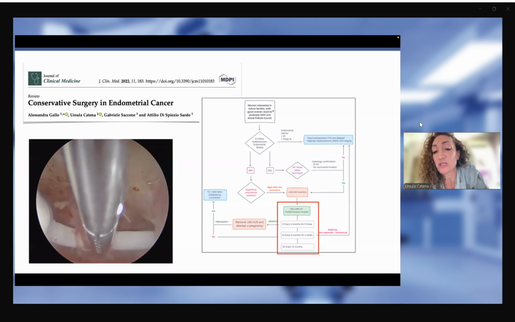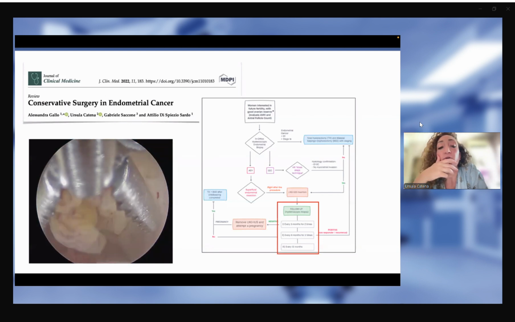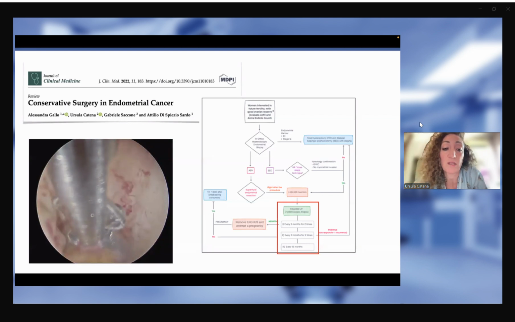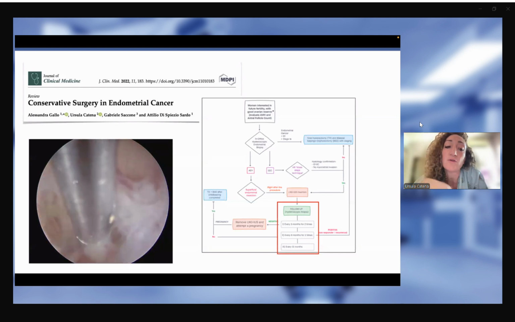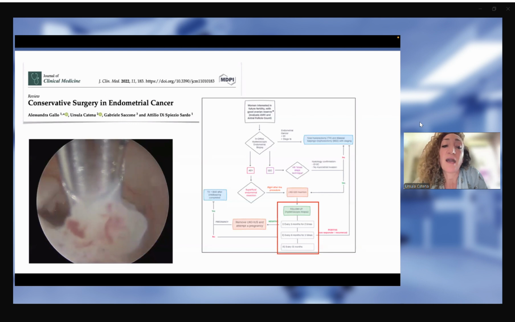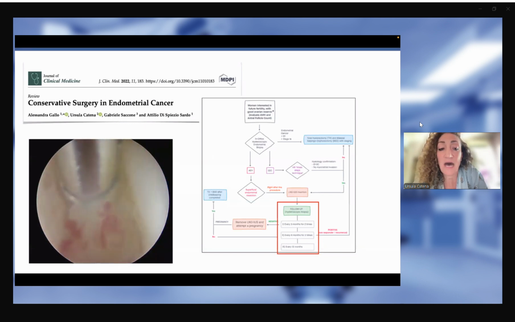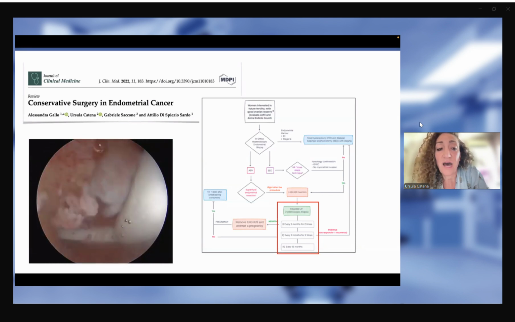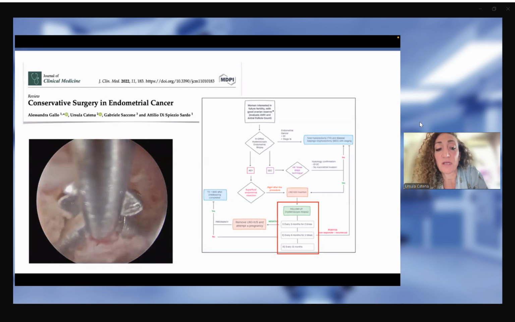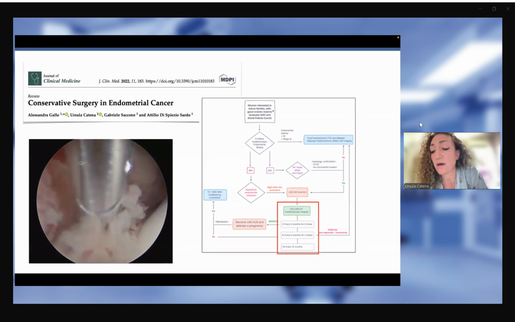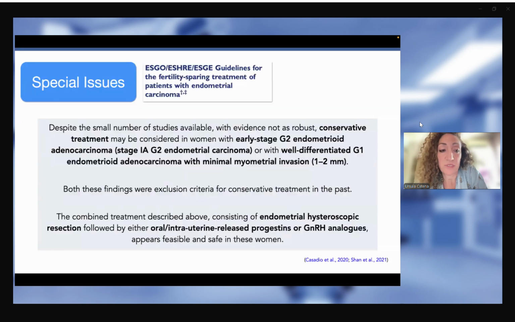Surely if patients are not yet ready to get pregnant, because sometimes we see patients that are 20, 21 years old. And in the video, you can see that it's very easy with miniaturized instruments and grasping forceps to perform a biopsy with the Mirena inside the uterine cavity. So there is no necessity to remove the Mirena every time, and it is a procedure that we perform totally in an office setting with the patients awake, a procedure of very few minutes.